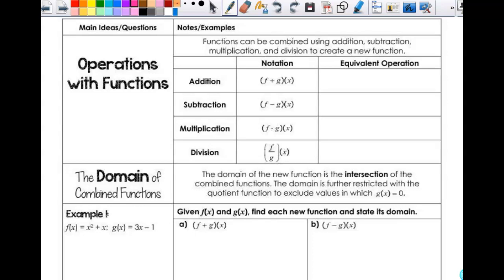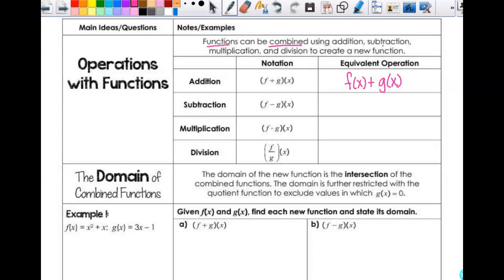But in this one, we're just talking about your general addition, subtraction, multiplication, and division. So functions can be combined using addition, subtraction, multiplication, and division to create a new function. So this is one type of notation you could see. Another type of notation that would be the exact same thing. So this is f plus g of x, could be written as f of x plus g of x.